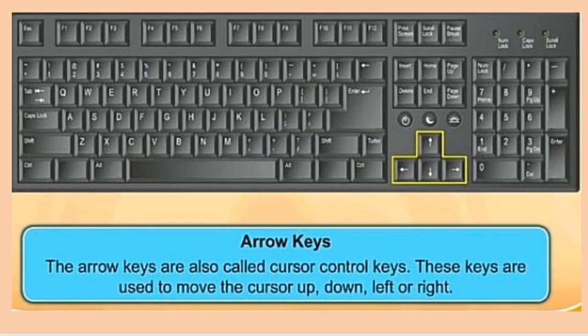Here you can see that these are the 4 arrow keys that are highlighted. Up arrow, down arrow, left arrow and right arrow. There are 4 arrow keys basically that are used to move the cursor on the screen up, down, left or right. They are also called the cursor control keys.